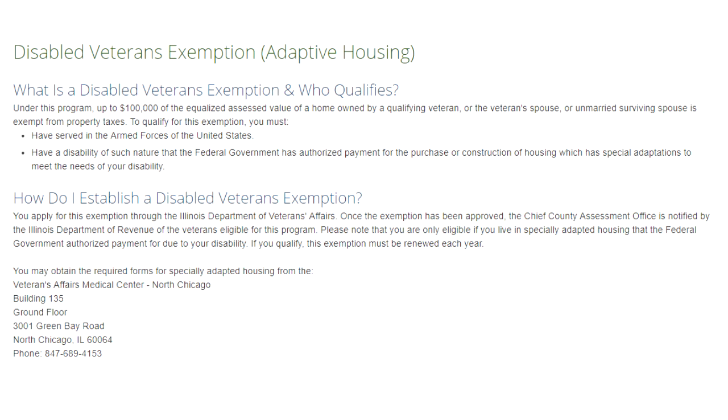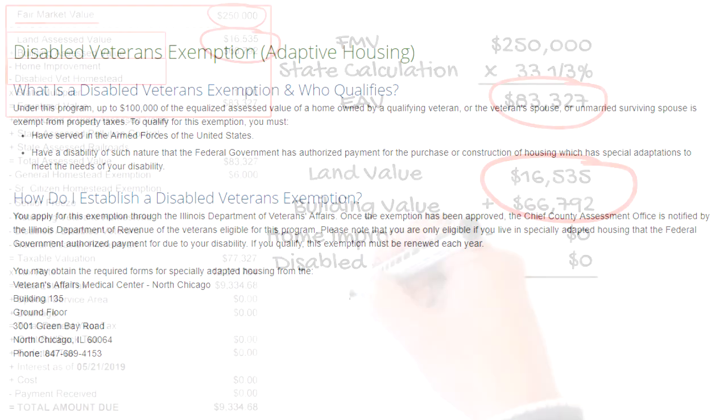The Veterans Homestead Exemption listed here applies to the Adaptive Housing Veterans Homestead Exemption. This is for construction done and paid for by the federal government for a disabled veteran that accommodates their service-related disability. Please contact the Illinois Department of Veterans Affairs for more information on this program.